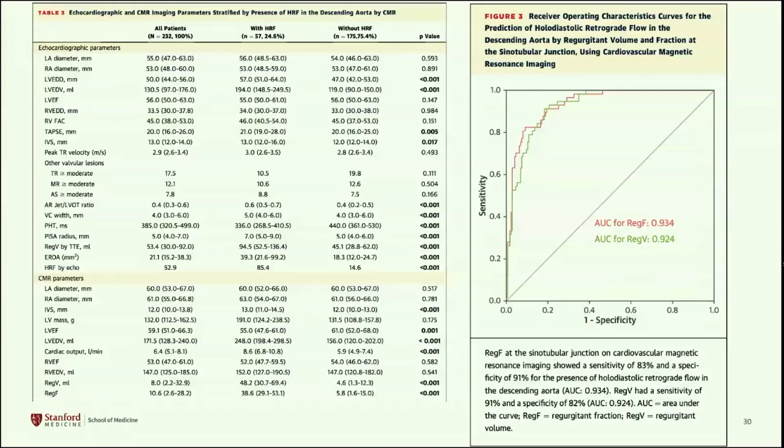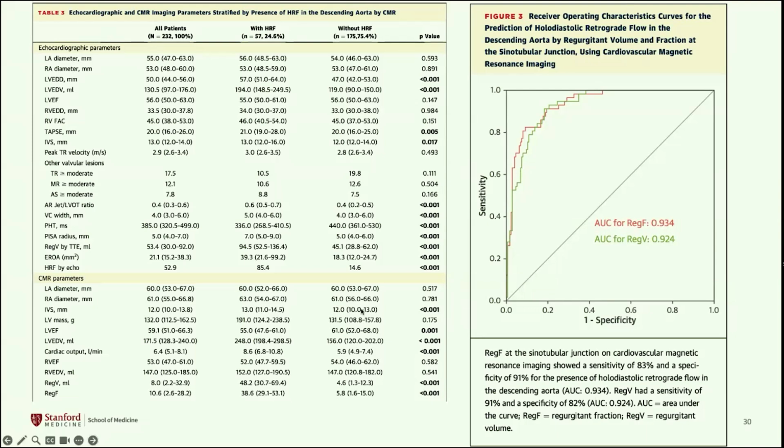And so what did they find? Well, they found that the patients who had holodiastolic flow reversal had significant LV remodeling. And so you see, sorry, the mouse is a little hyperactive here, had lower LVEF, had much higher LV end diastolic volumes, right? And had much more significant regurgitant volume and regurgitant fraction. So 48% regurgitant volume, regurgitant fraction of 39% in comparison to 6% in the group without holodiastolic flow reversal. So we picked a good metric for severe aortic regurgitation.